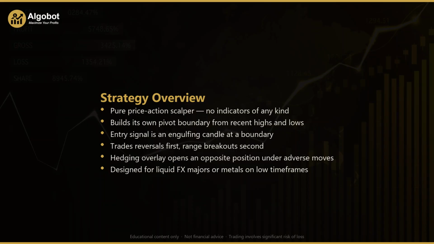From them it calculates a classic floor pivot, and from that pivot it derives two reaction boundaries, an upper one it calls R1 and a lower one it calls S1. Think of these as the lines where price has historically reacted.